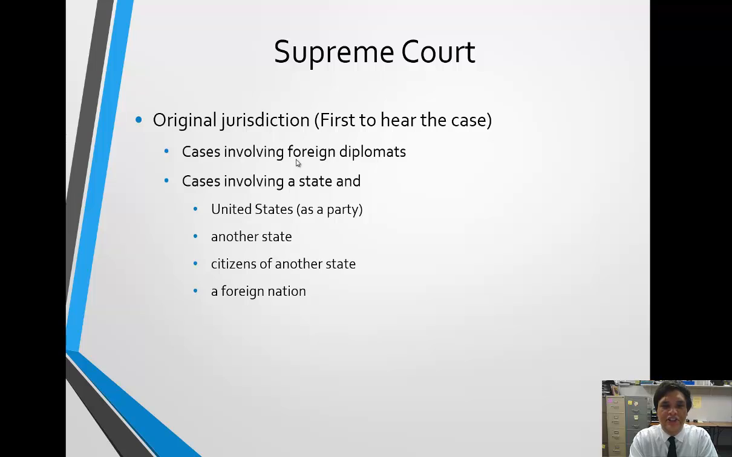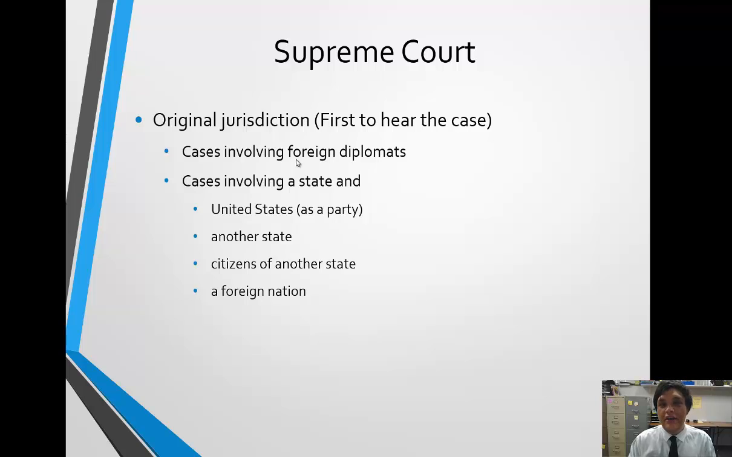Original jurisdiction also exists in cases involving a state. Let's use Texas since we're here in Texas: Texas versus the United States. So let's say that Texas had a legal dispute with the United States, maybe over a border dispute, or a river dispute, an interstate river, interstate commerce, or something like that. Texas versus the United States would go directly to the Supreme Court. Let's say Texas had a dispute with Oklahoma. If that kind of dispute exists between two states, that goes directly to the Supreme Court.